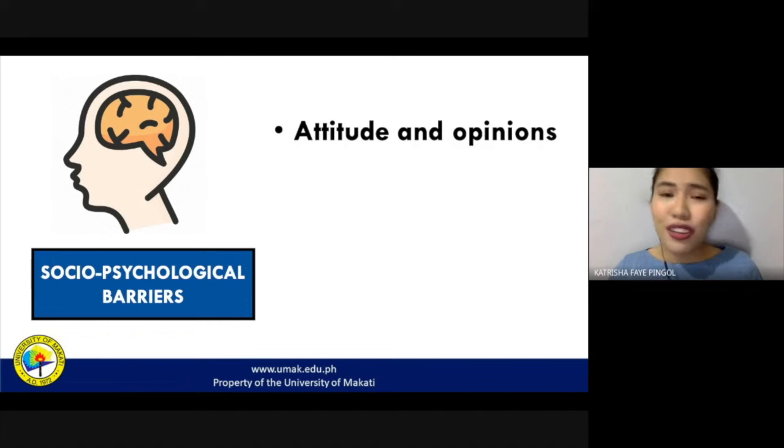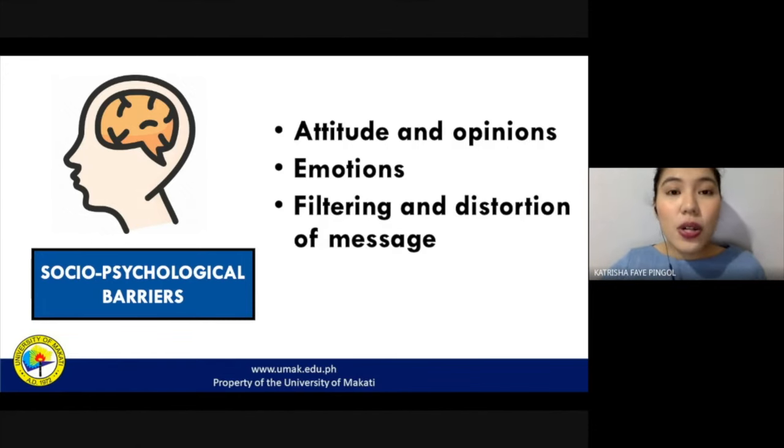Attitudes and opinions, or differences in attitudes and opinions, can also affect the way that we communicate. Even your own attitude and your own opinion could affect the way that you communicate. Of course, your emotions are part of social psychological barriers. There are also instances wherein we can't help but filter and distort certain parts of the messages that we send. When we filter and distort messages, we are trying to manipulate the content of the message that we are sending. So sometimes that might result in miscommunication as well.